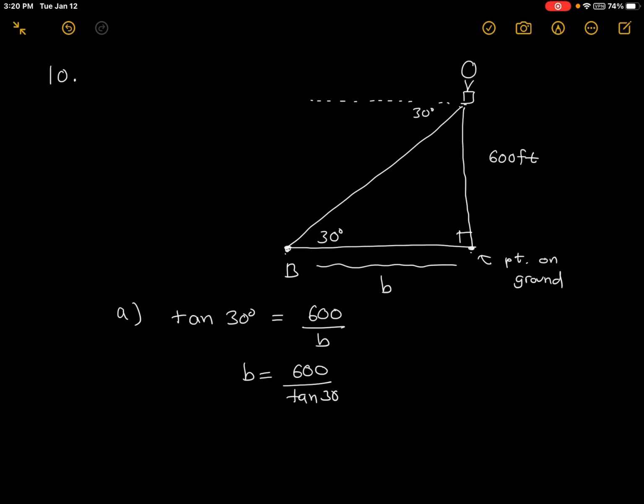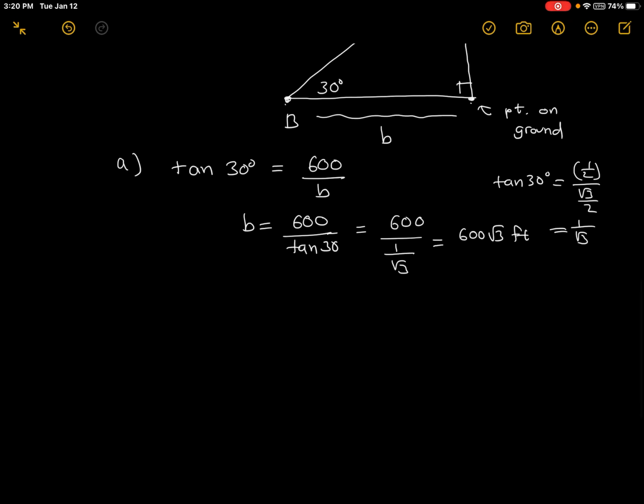Now, it just so happens that 30 degrees is a value on the unit circle. So if you want, you could say, I already know the tangent of 30 degrees on my unit circle. The ratio of y over x at 30 degrees is 1 half over root 3 over 2, which gives you 1 over root 3. So this should be 600 root 3. You could use your trig with your knowledge of the unit circle.